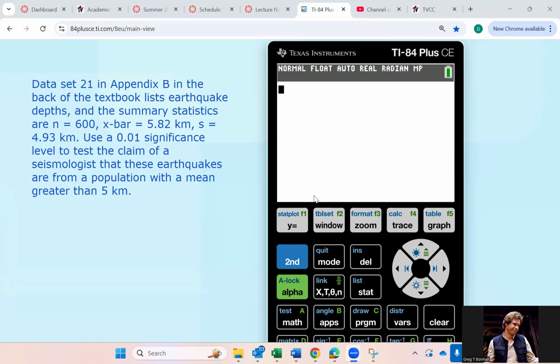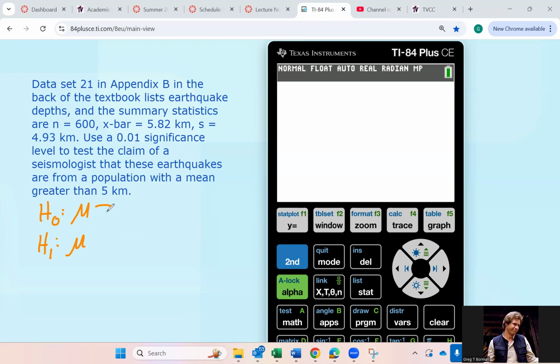Use a 0.01 significance level to test the claim of a seismologist that these earthquakes are from a population with a mean greater than 5 kilometers. Okay, so here we go. I see that it says test the claim. So I know I'm doing hypothesis testing rather than confidence interval or something else. And we're testing a claim about the mean, so my parameter is going to be population mean, mu. And it says we want to do greater than 5.